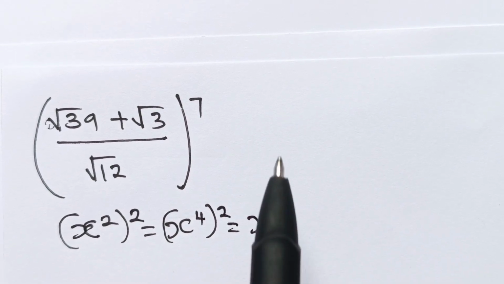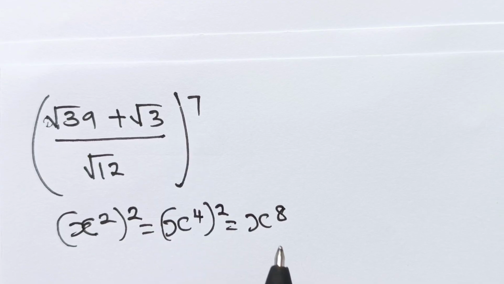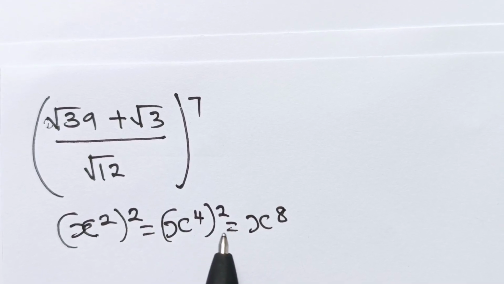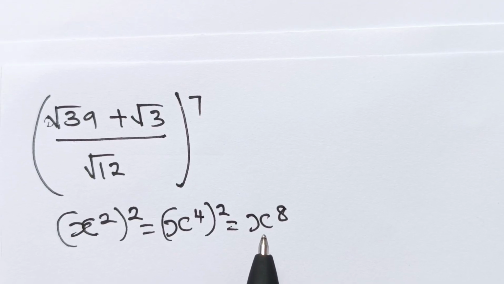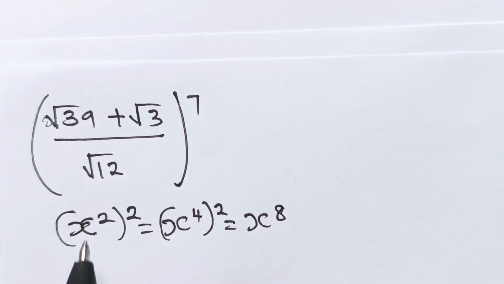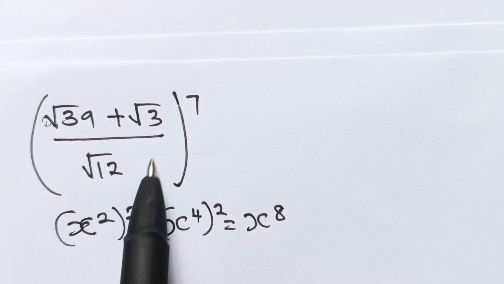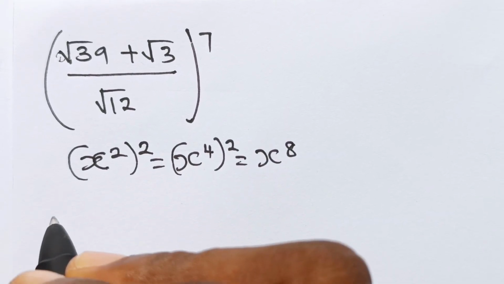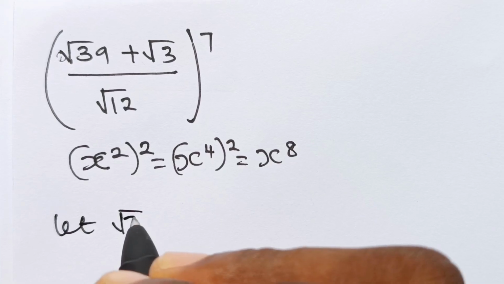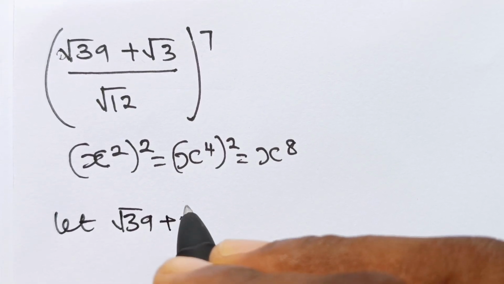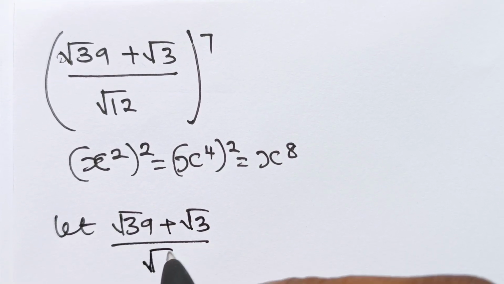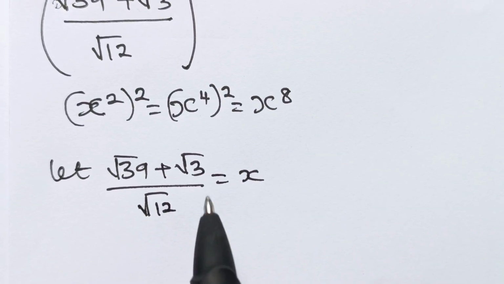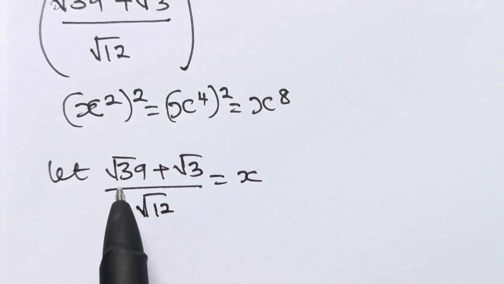But this time around, we have 7, which is an odd number. So that is where the twist comes in. But it's actually easy, just a bit twisted. Now, let's do this together. So like I said, first, we need to call whatever we have inside this bracket x, okay? So we will say, let square root of 39 plus square root of 3 divided by square root of 12 be equal to x. So we need to simplify this.